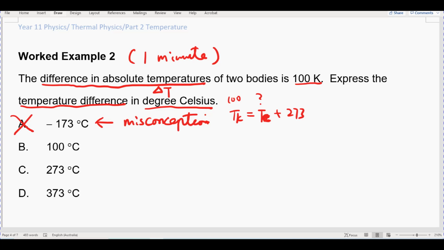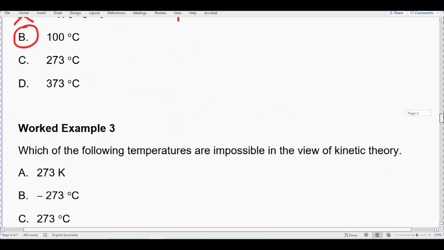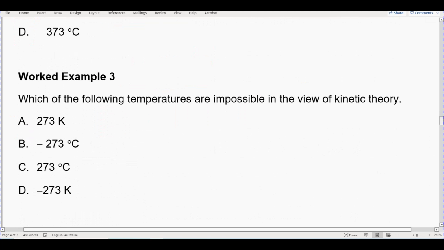So which one is the answer? The only correct answer is just like this, because they're about change in temperature. Delta T in terms of degrees Celsius always equals delta T in terms of Kelvin. Okay, that's it. That's 1 minute. I hope you understand.